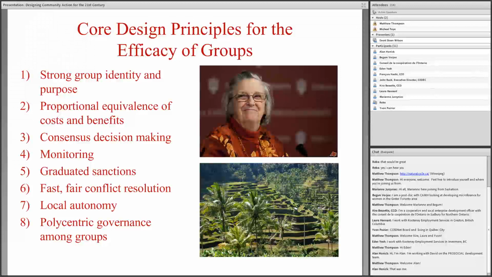Number four, the groups that work monitor behavior. So if it's possible to misbehave, to behave in ways that are not agreed upon, and to get away with it so that it's not detected, then of course that's a recipe for unfairness. So the groups that work have a way of monitoring agreed upon behaviors. Number five, what happens when somebody is out of step? Well, there has to be some way to correct it, and that doesn't have to be mean or harsh.